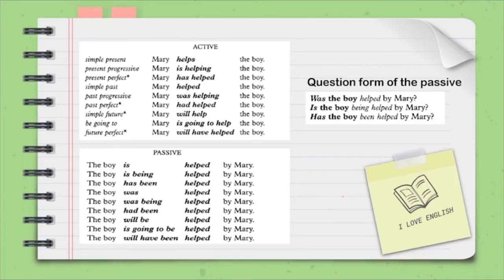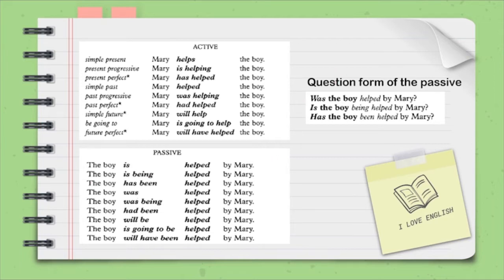Okay, let's go next. The other forms in other tenses. Simple present: Mary helps the boy becomes the boy is helped by Mary. In present progressive: Mary is helping the boy becomes the boy is being helped by Mary.